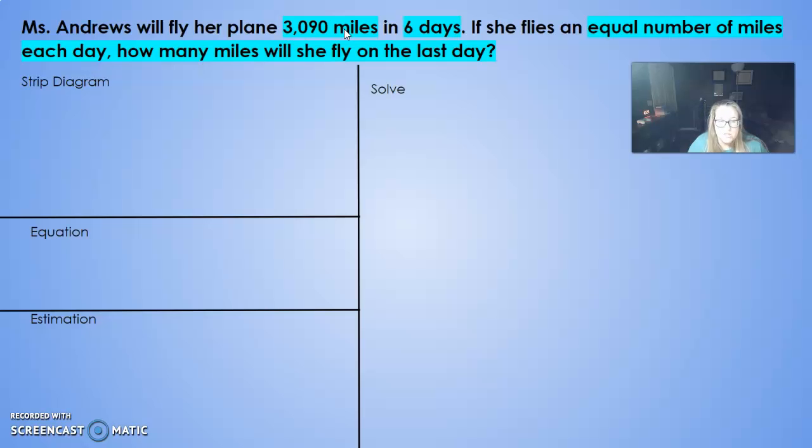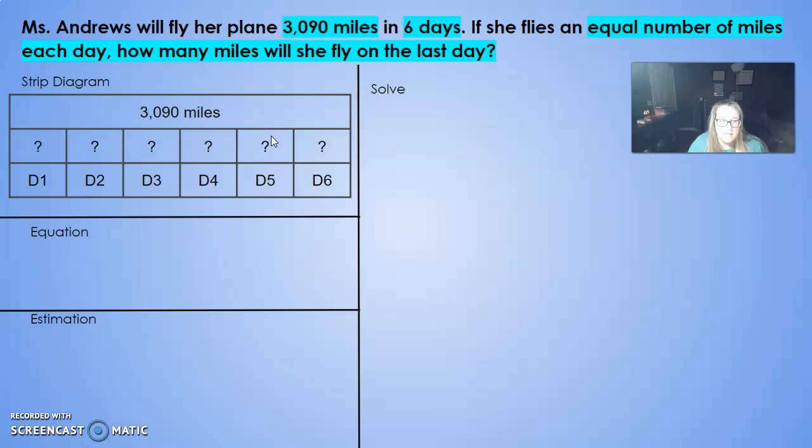How many days is she going to do this in? Yeah, she's going to do this in 6 days. And what am I trying to figure out? I'm trying to figure out how many miles she'll fly on the last day. So I'm going to make my strip diagram, and this is what it will look like. I know my total, 3,090 miles. I know she flew it in 6 days, day 1, 2, 3, 4, 5, and 6. And I'm trying to figure out how many miles she flew each day. That's what the question mark is showing me.